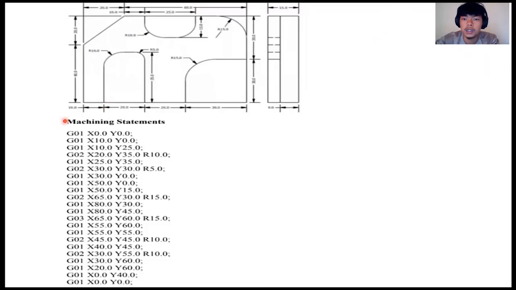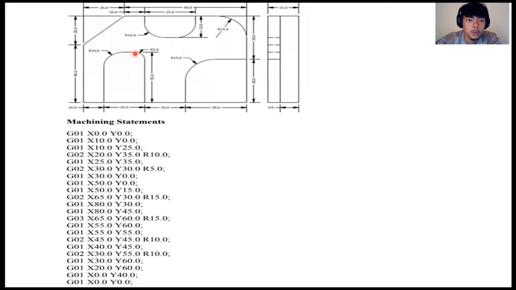Okay, now we move to the machining statements. We have 22 points here, starting from this point at X0 and Y0, and then we move to this point G01, X10, Y0, and also this point G01, and at this point we have G02, which rotates in a clockwise direction, at X equals 20, Y 35, and radius of 10.